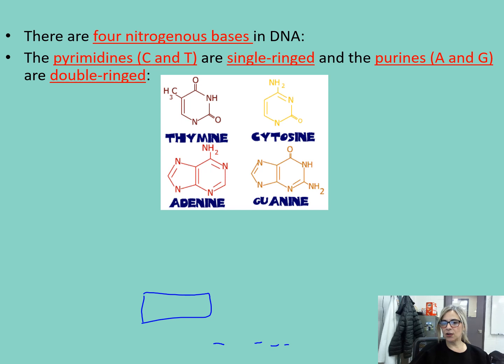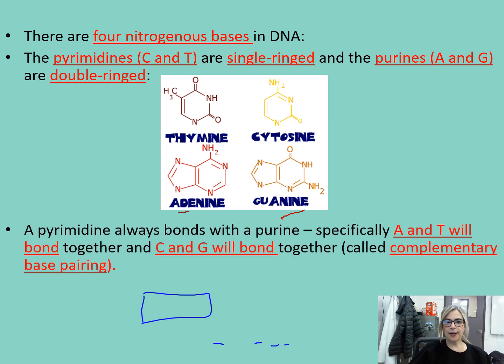So just taking a look at that graphically in terms of the chemical structure, you can see that the thymine and the cytosine are single ringed, and then you can see that the adenine and the guanine have the double ring structure, okay? So the pyrimidines are the single rings and the purines are the double rings. And one thing to always remember is you're always going to have a pyrimidine bonding with a purine. So A will always bond with T and C will always bond with G. This is what are called the complementary base pairs. They complement each other and attach to each other in the formation of a DNA molecule.